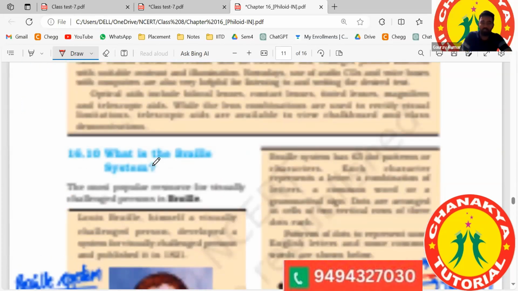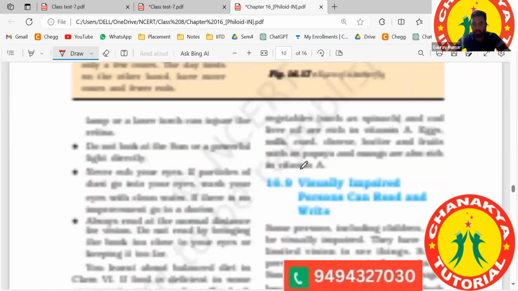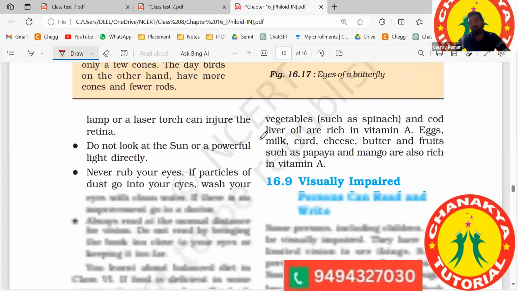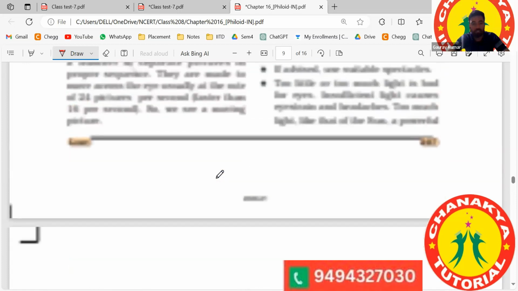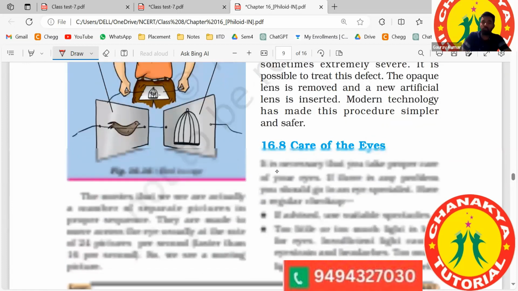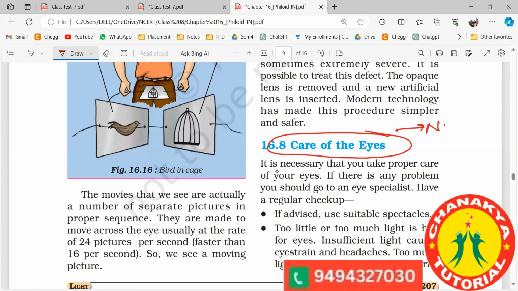After this, what is the Braille system and all? I did not check your homework, right? From the next class, I will remember to check all your homework. Now tell me, have you read about how to take care of the eyes? Yes, sir. Okay, can you tell me how? Not using mobiles and TV for a long time. We should not rub our eyes. Okay, no excessive rubbing.